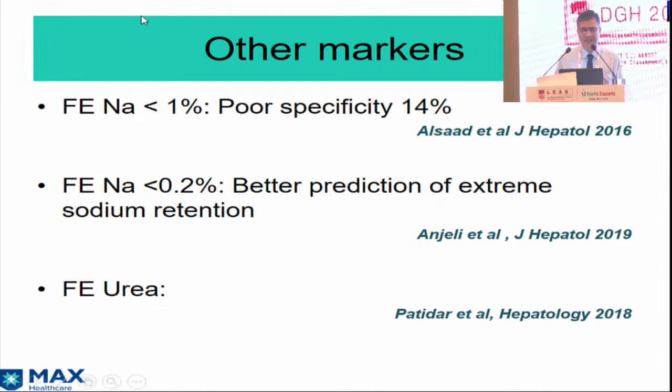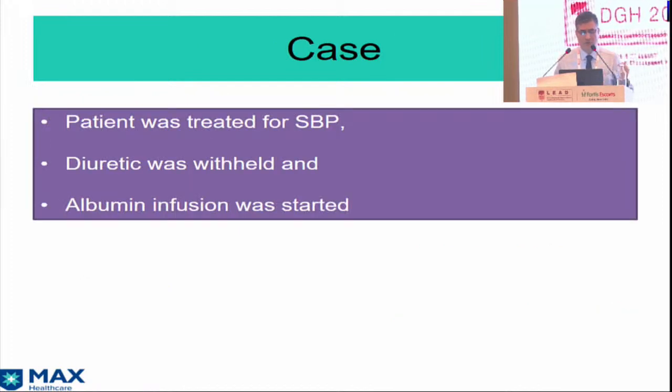So other markers, we talk about fractional excretion of sodium, but it was shown that less than 1% had poor specificity. What was important was that less than 0.2% better predicted extreme sodium retention, and possibly in cirrhotics, fractional excretion of urea may be more important. We don't have time to discuss why. So we move on with the case.